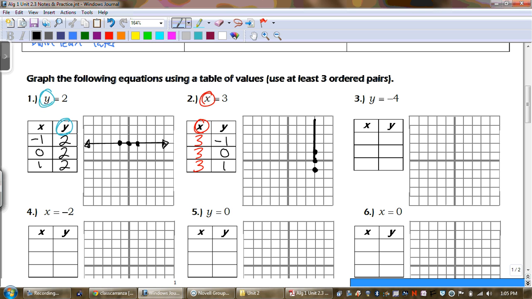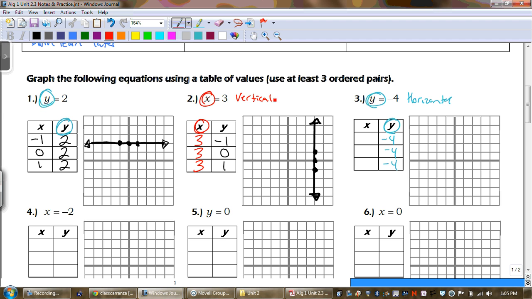And then the last step is to draw your line. I made that one just a little bit darker. I'm gonna come back over here and do the same thing. All right. Next one. What's y? Negative 4. So it's a y equals graph, so I should know that this is going to be horizontal. I should have written this for these other ones.